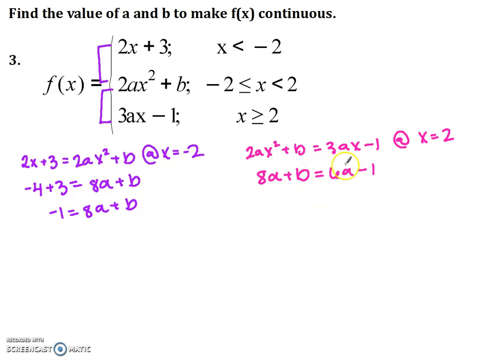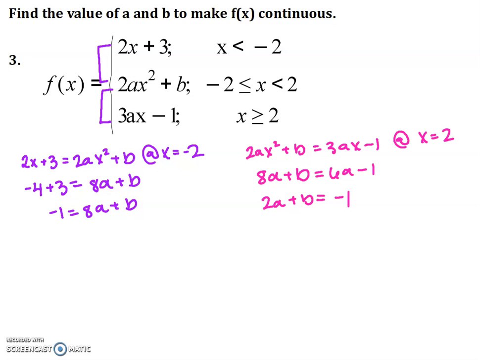Now when you have multiple variables, you want to get all of your variables on the same side. So I'm going to subtract the 6a. And so that'll give me 2a plus b equals -1. Then to solve this, we're going to have to do elimination. Okay, so you can eliminate either the A's or the B's.